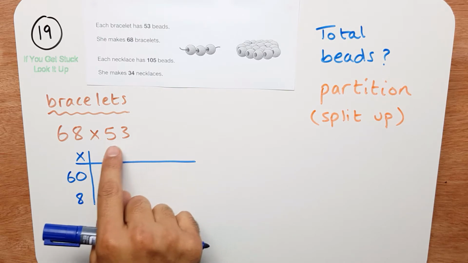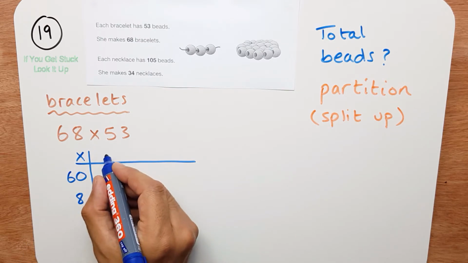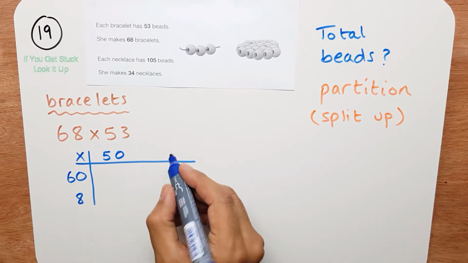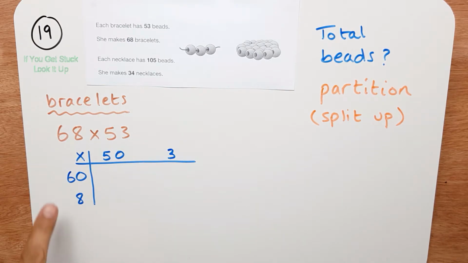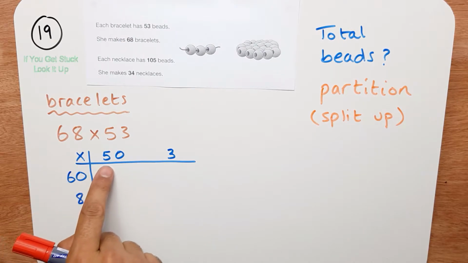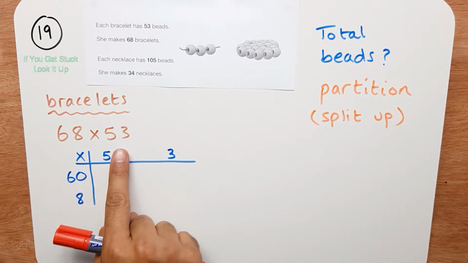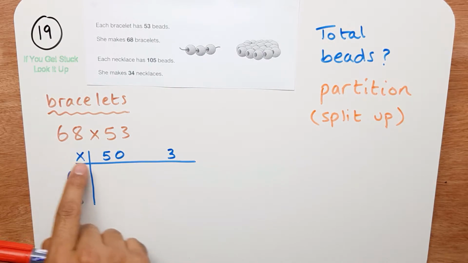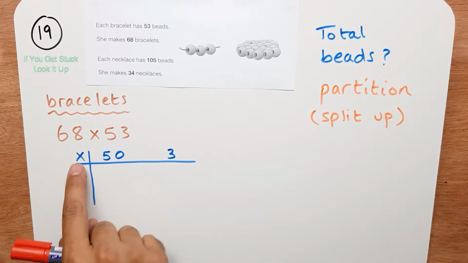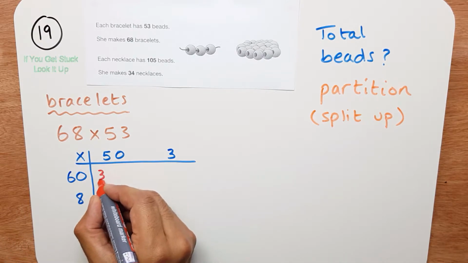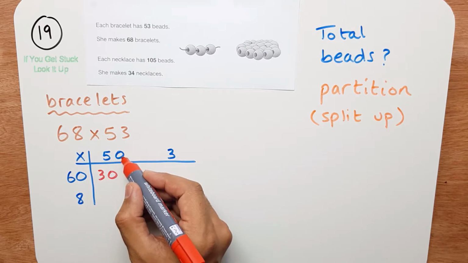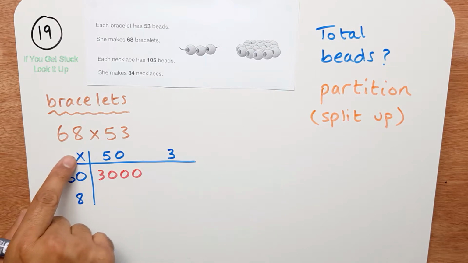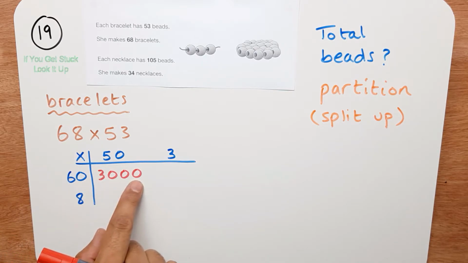Now 53, 5 in the tens column, which is 50. And 3 in the ones or the units column, so we'll put that there. Now let's do 60 times 50. With this sort of question, if you hide the 0 there and there, it becomes 6 times 5. And 6 times 5 is 30. And now I bring 2 zeros back. So 60 times 50 is 3000.